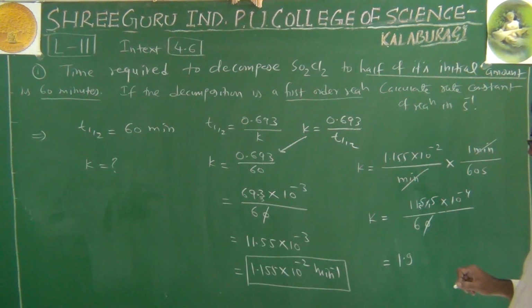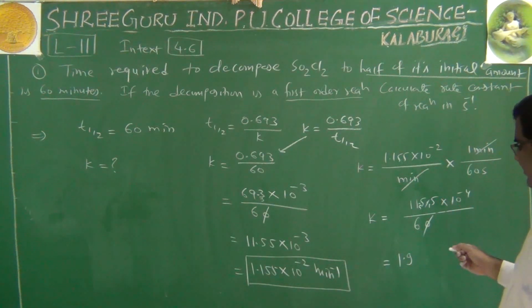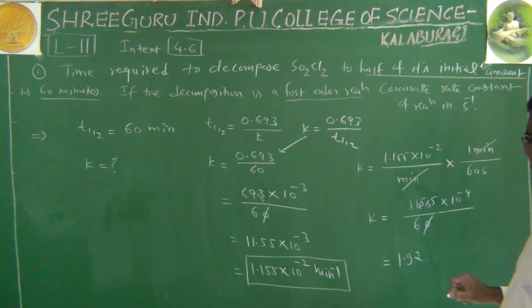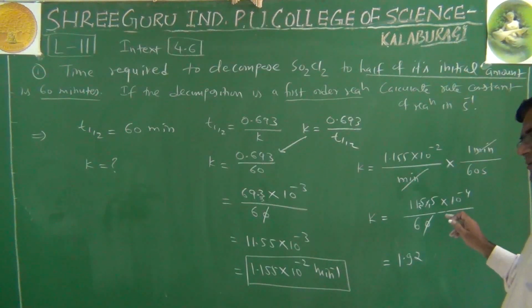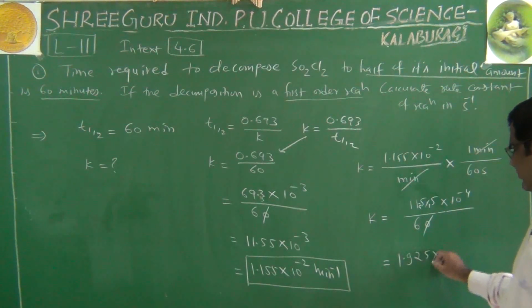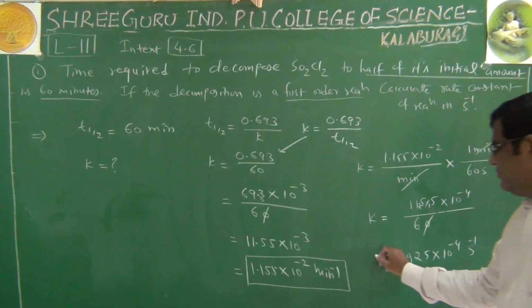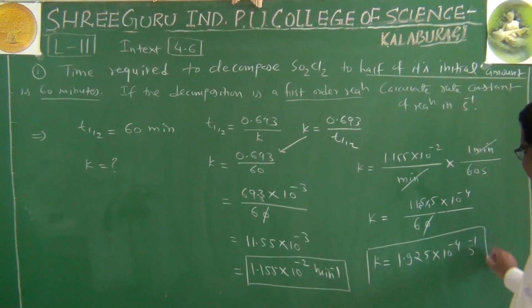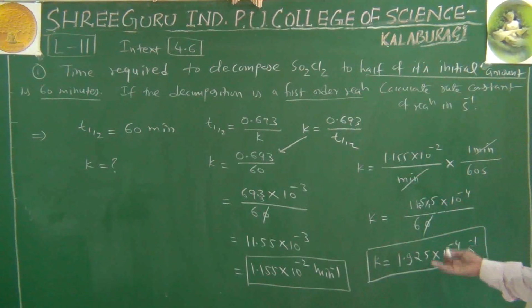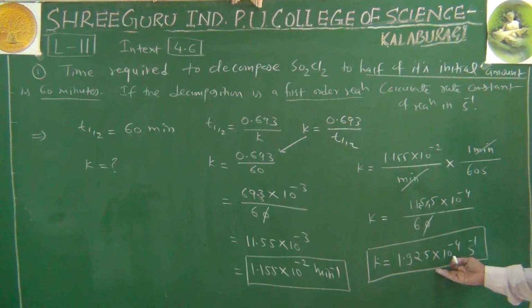Then again 1 remains, it becomes 15, so it becomes 12. 3 remains, it becomes 30, and it becomes 5, into 10 raised to minus 4. Now we can write this as per second. So k equals to, it is per second. Of course, you can use calculator also and you will get the same answer.